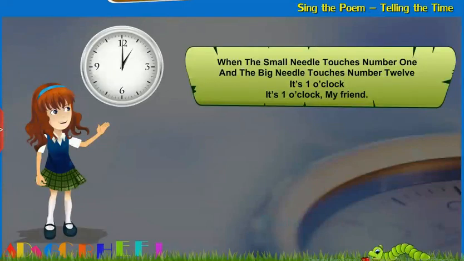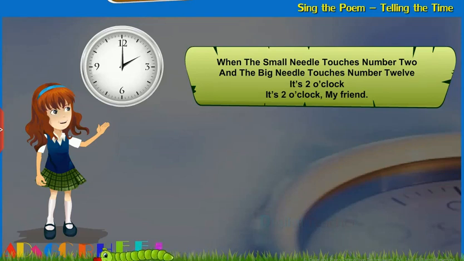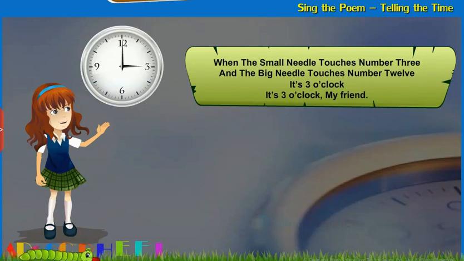Sing the poem. When the small needle touches number 1 and the big needle touches number 12, it's 1 o'clock. It's 1 o'clock, my friend. When the small needle touches number 2 and the big needle touches number 12, it's 2 o'clock. It's 2 o'clock, my friend. When the small needle touches number 3 and the big needle touches number 12, it's 3 o'clock. It's 3 o'clock, my friend.